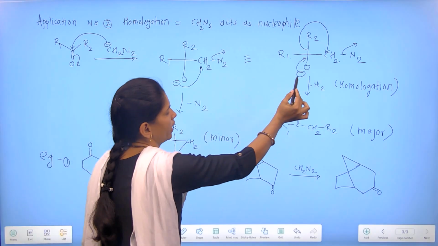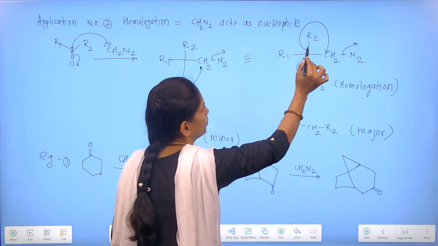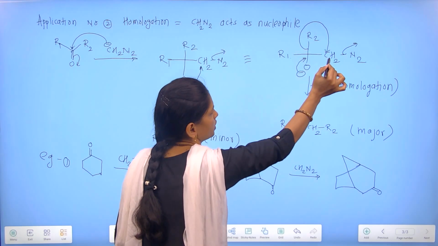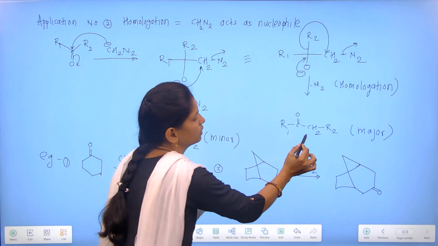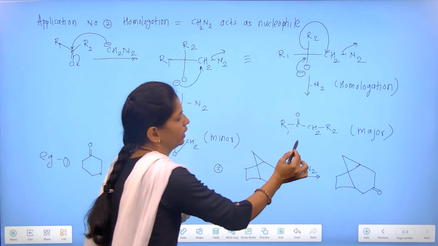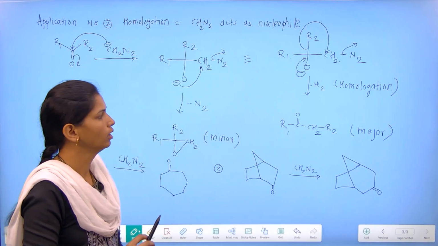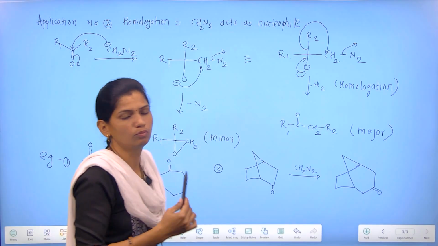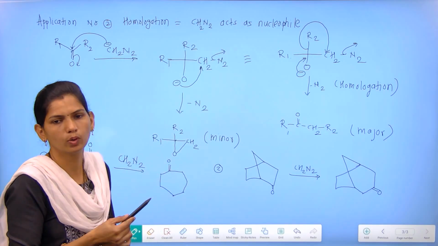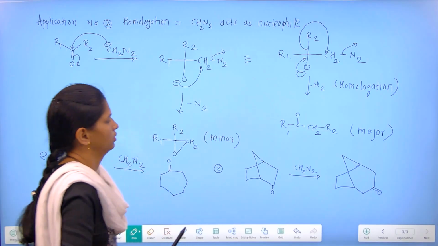The second possibility is this. This O minus can donate electrons to this carbon and this R group migrates to this CH2 group, and N2 is evolved out. And we get that product. That product is the major product because it is the stable product. Here, which group can migrate? The more electron donating group can migrate here.